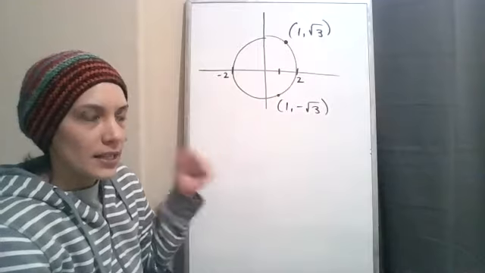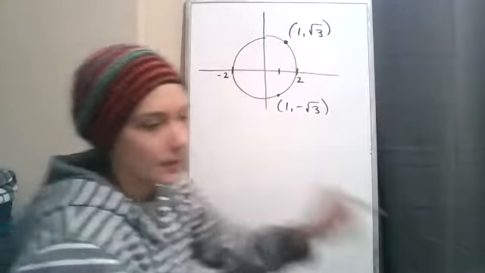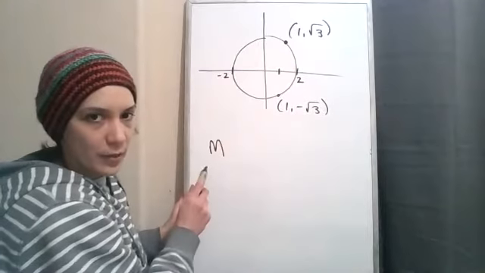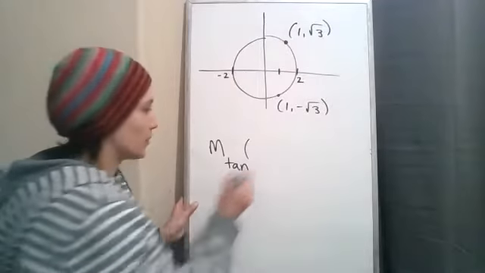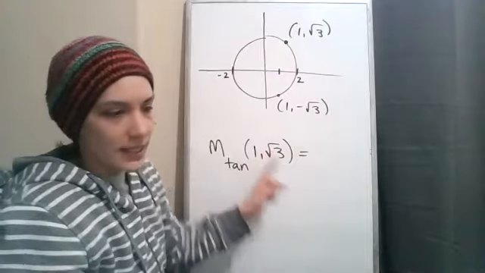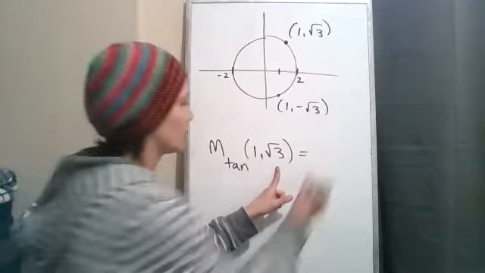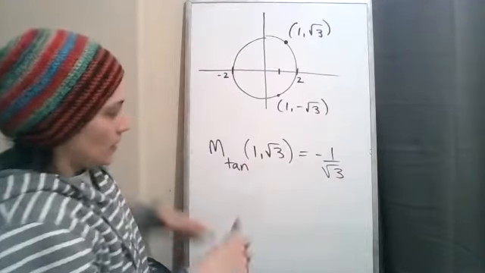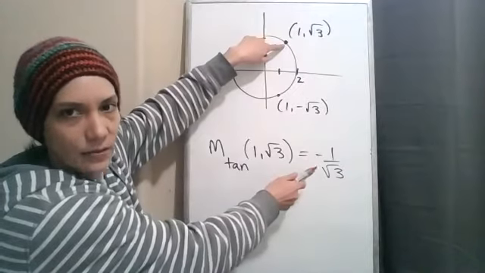And I wrote the slope of the tangent line at that point. So we're going to say the slope, m for slope, of the tangent line at the point (1, root 3). From the work we just did, it would be negative x over y. So negative 1 over root 3. So at that point right here, you've got a negative slope.